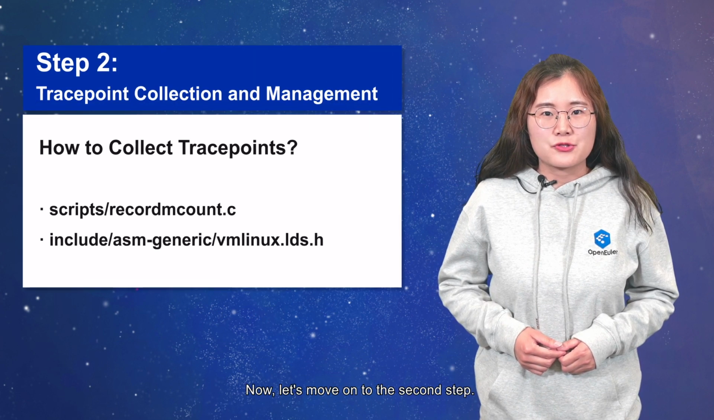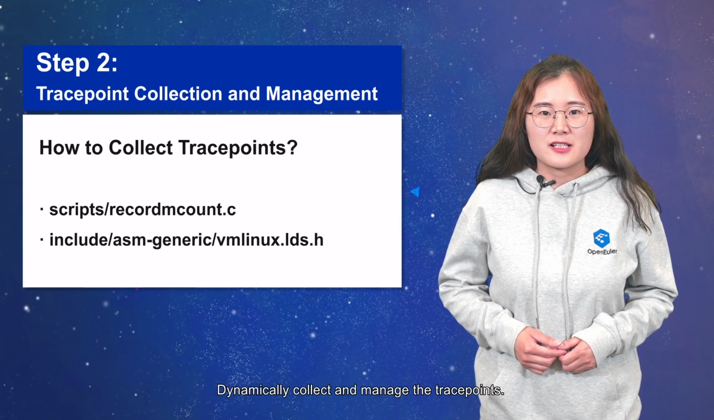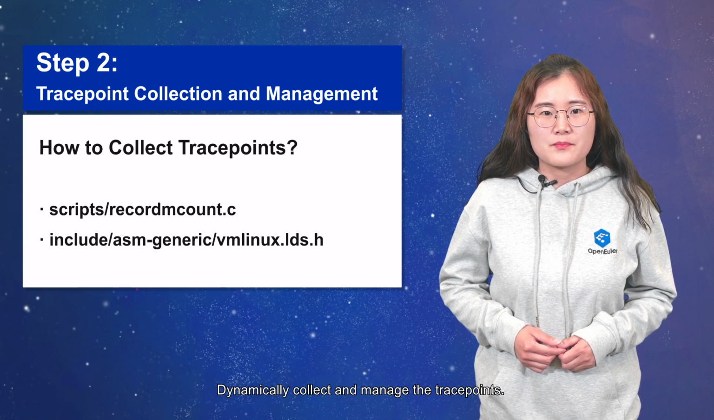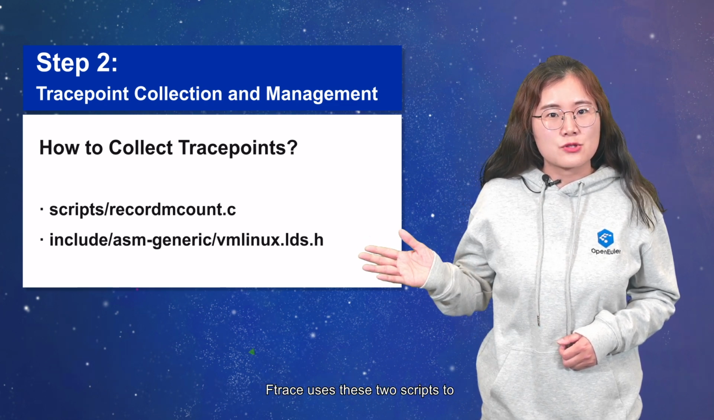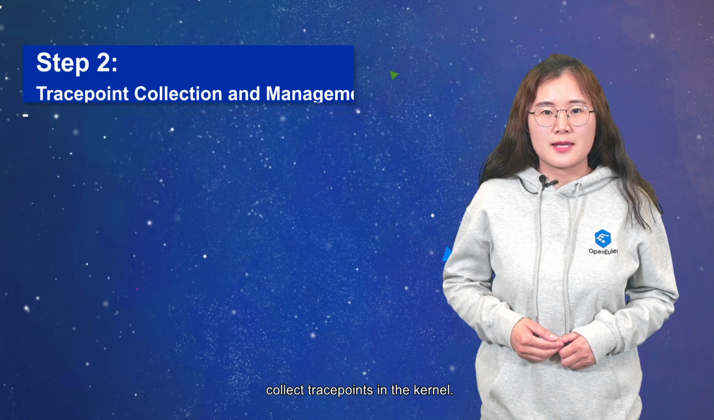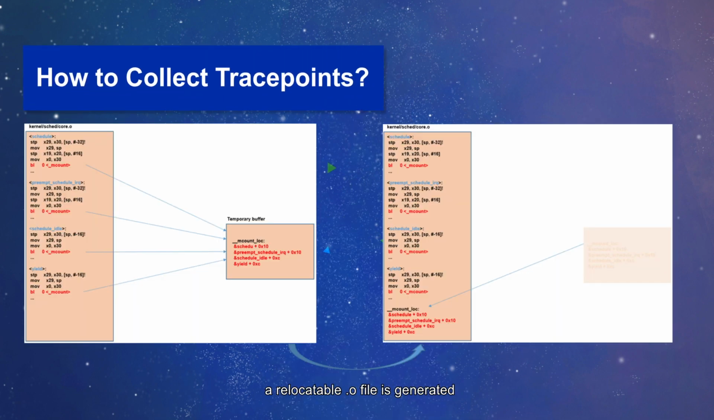Now let's move on to the second step, dynamically collect and manage the trace points. Ftrace uses these 2 scripts to collect trace points in the kernel. During kernel compilation, each time a .c function file is compiled, a relocatable .o file is generated, and the recordmcount script is then called to read the relocation section of the .o file, find every mcount call address, and put the address to the temporary buffer.